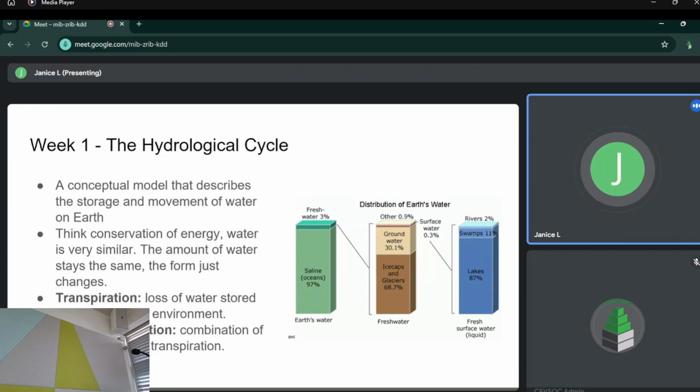Evapotranspiration is the most common kind of movement of water that you're going to see on the surface of the Earth, and it is a combination of both evaporation and transpiration.